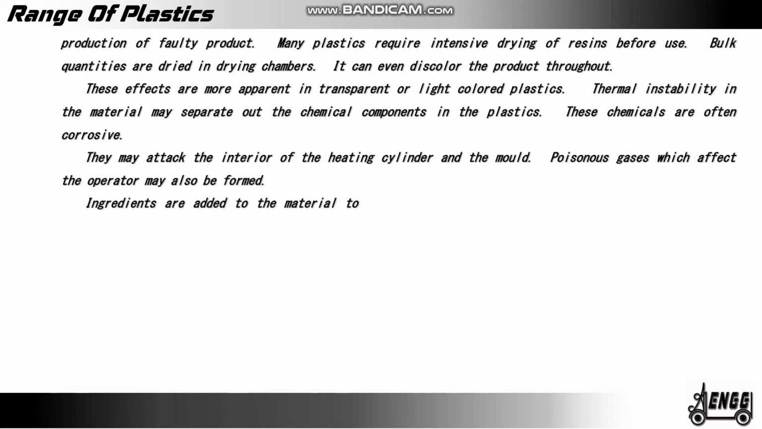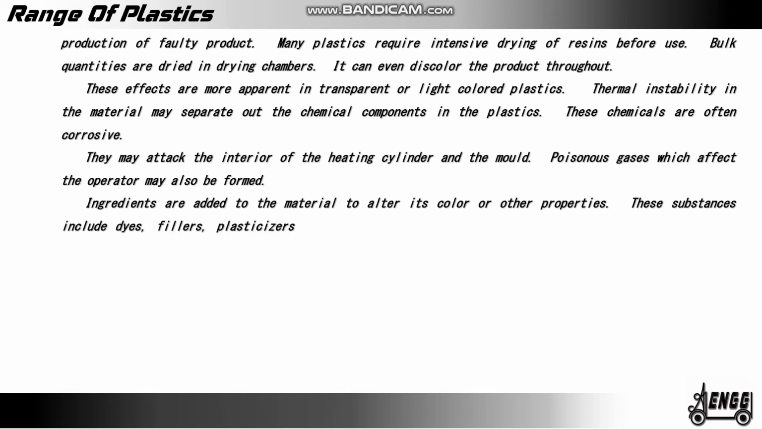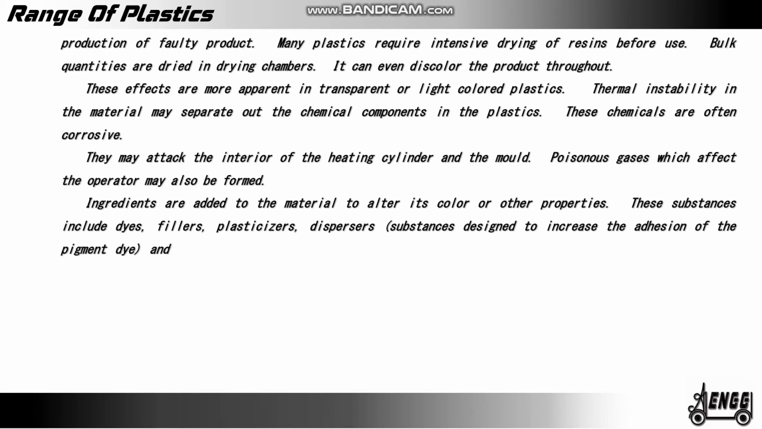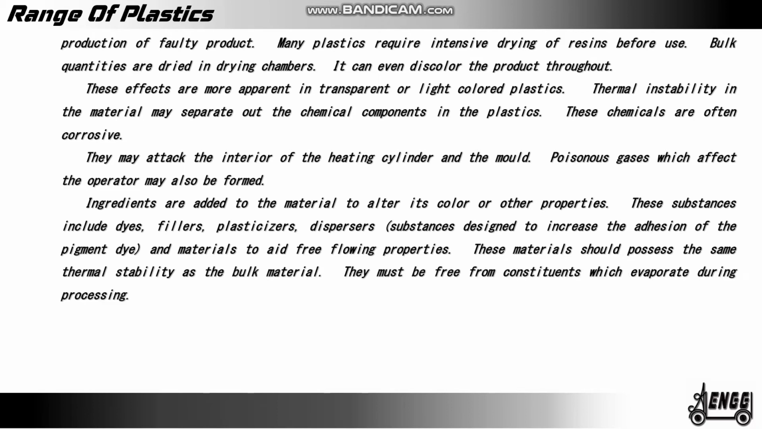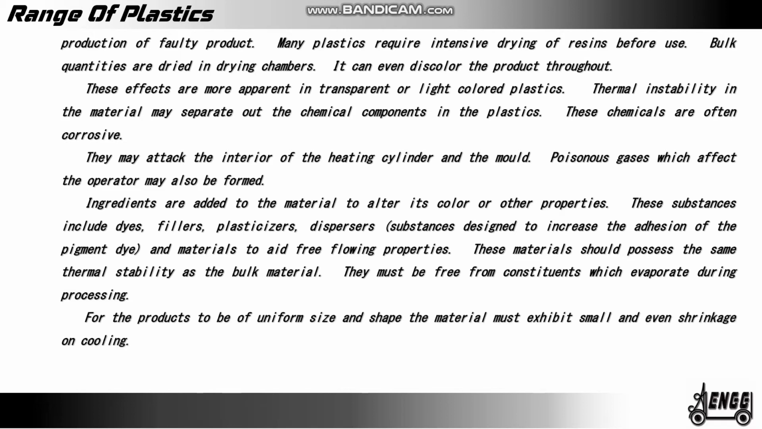Ingredients are added to the material to alter its color and other properties. These substances include dyes, fillers, plasticizers, dispersants, substances designed to increase the adhesion of the pigment or dye, and materials to aid free flowing property. These materials should possess the same thermal stability as the bulk material. They must be free from constituents which evaporate during processing. For the product to be of uniform size and shape, the material must exhibit small and even shrinkage on cooling.